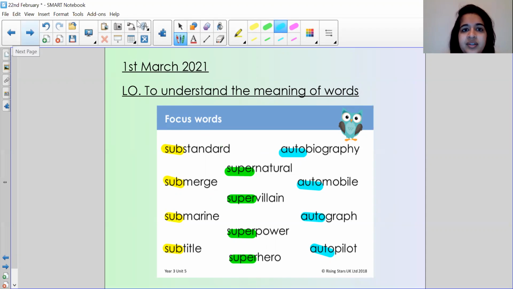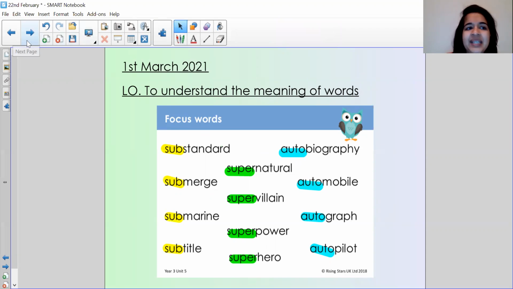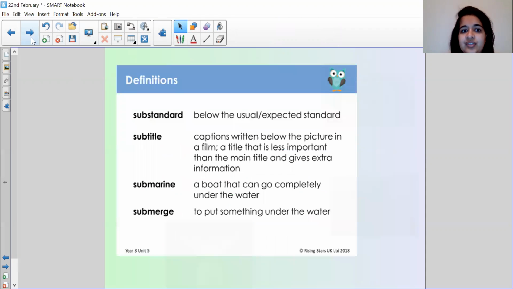But let's go on. This lesson is going to focus just on the meanings of these words. And once you know the meanings, you can start using them when you speak, you can start understanding them when you're reading, you can start using them in your writing, which is why we put such a heavy focus on vocabulary and learning the meanings of different words. So, substandard means below the usual standard, below the normal.